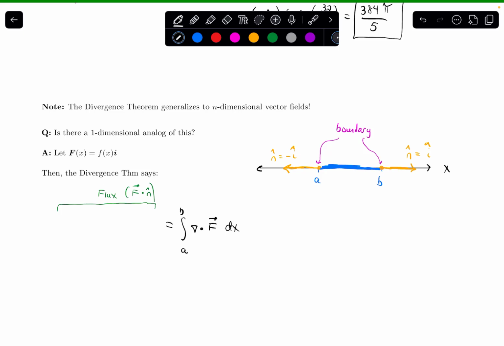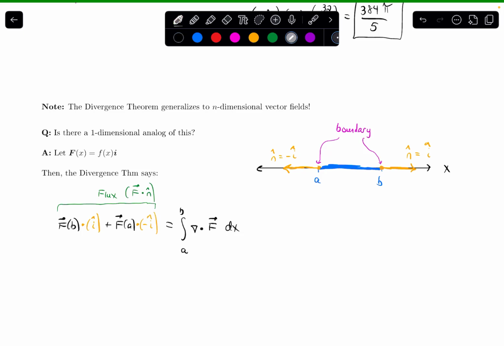Okay, and on the other side, I got to take this f dotted with n at the boundary points. So at the right boundary point, let's plug b into my vector field. So capital F of b. And then I got to dot that with the normal vector i hat. And then I add that to the left boundary point. So capital F, plug in a, dot that with this normal vector, negative i hat.